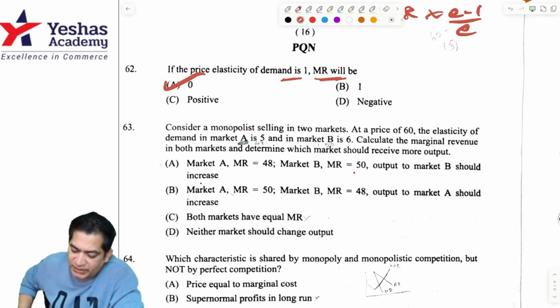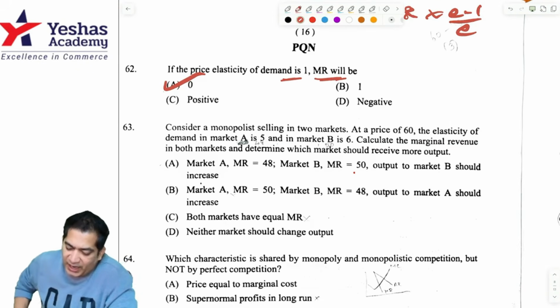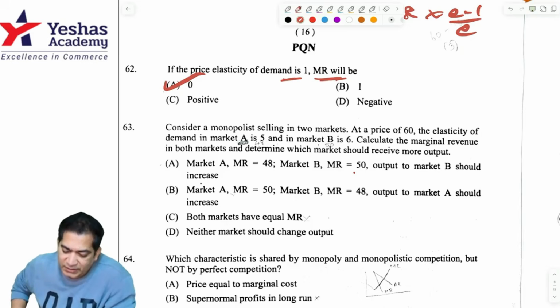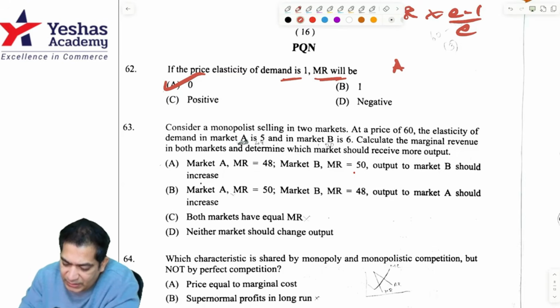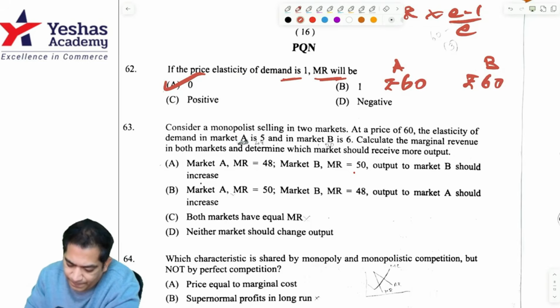Consider a monopolist selling in 2 markets such that at price 60, the elasticity of demand in market A is 5. So let's say market A and market B. 60 rupees is the price, and here also the price is rupees 60. But elasticity of demand in A is 5 and in B it is 6. Calculate marginal revenue in both markets and determine which market should receive more output.